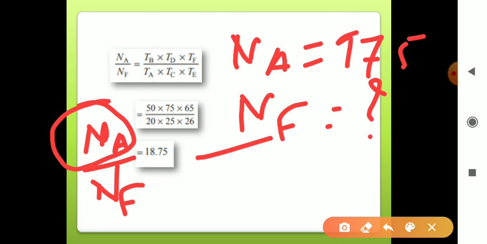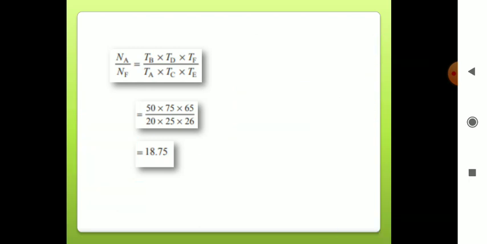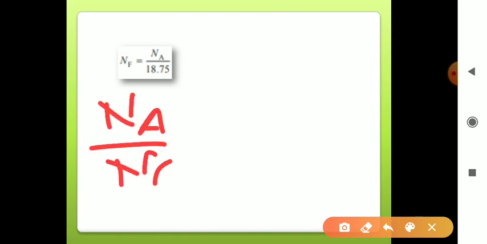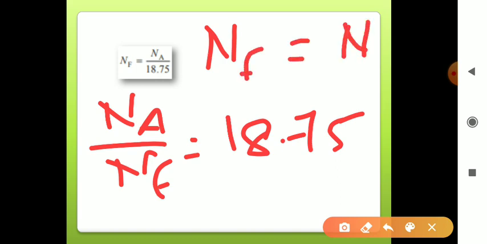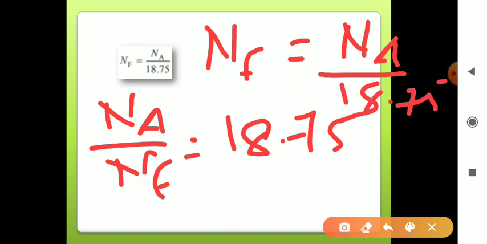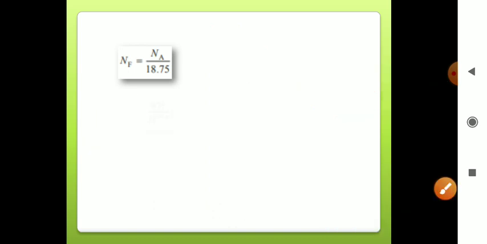nf is equal to what? This is our main finding. So see here, put the values. Now we got na divided by nf is equal to 18.75. The main finding is that we have to find out nf. So simply we can state here nf is equal to na divided by 18.75.